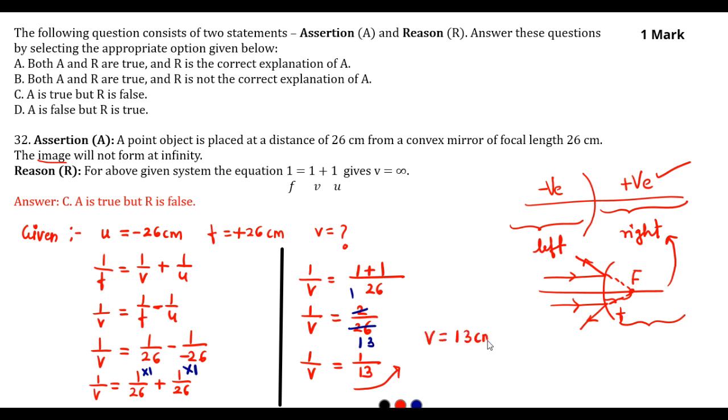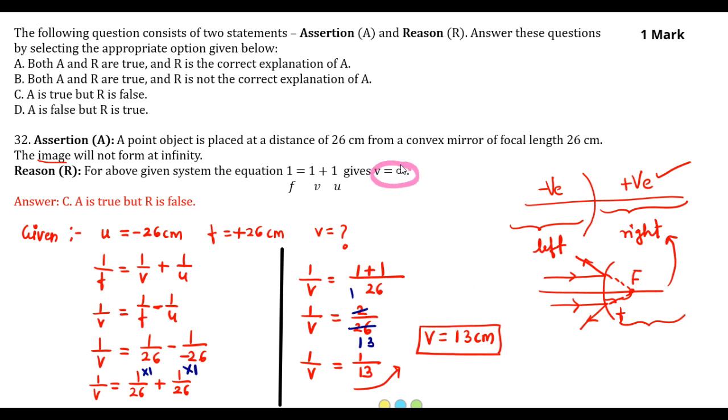Now focus on the answer. We are getting v is equal to 13 centimeter. So what do you mean by 13 centimeter? And it is positive. Positive means our image will be behind the mirror, backside. Whenever it is behind the mirror, it will be virtual. And 13 means if focal length is 26, before that focal length only we are going to get our image. So it cannot be at infinity.